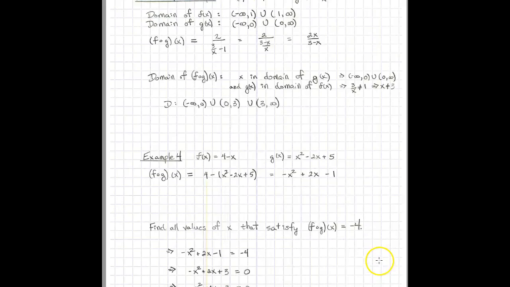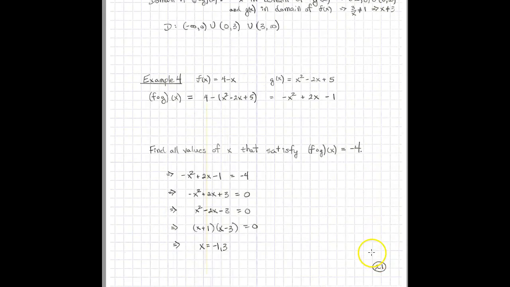All right. Example 4, I just want to make sure you understand how to do f of g of x one more time. So f of x is 4 minus x. G of x is x squared minus 2x plus 5. F of g of x means take g of x, plug it into f of x everywhere I see an x. So f of g of x would be 4 minus the quantity x squared minus 2x plus 5. Simplify to get minus x squared plus 2x minus 1.